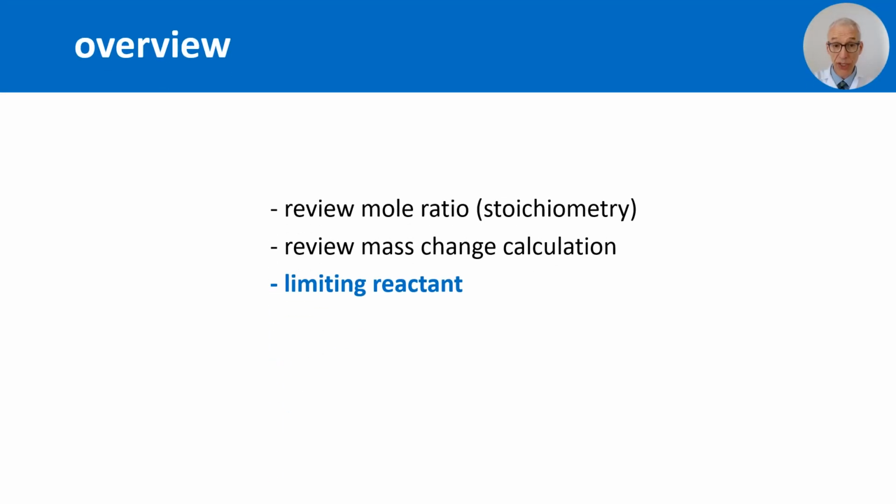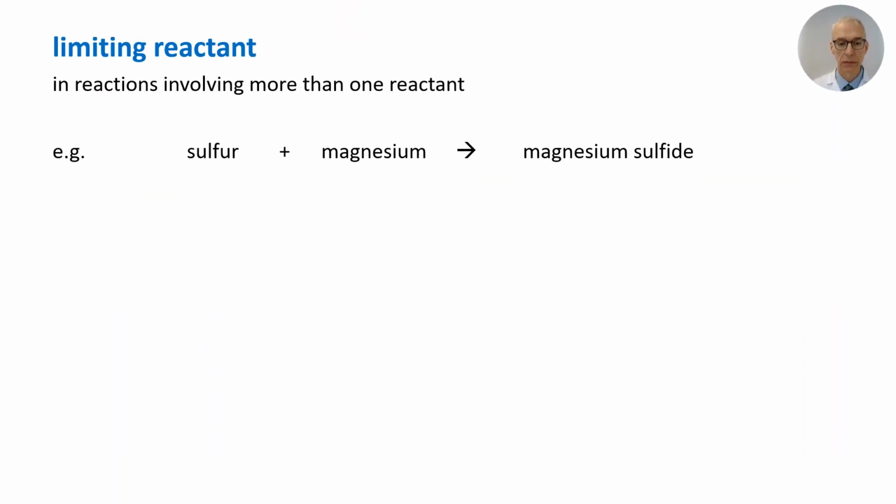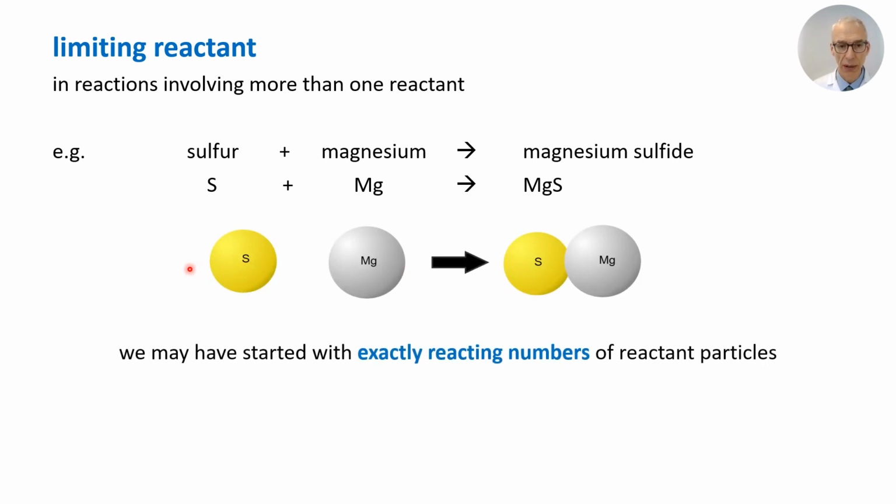Now on to the point of the lesson, limiting reactant. In reactions involving more than one reactant, let's take sulfur and magnesium forming magnesium sulfide. One sulfur, one magnesium to one magnesium sulfide, a 1:1:1 reacting ratio. I can represent that pictorially with sulfur atoms, magnesium atoms, and then sulfur and magnesium ions.